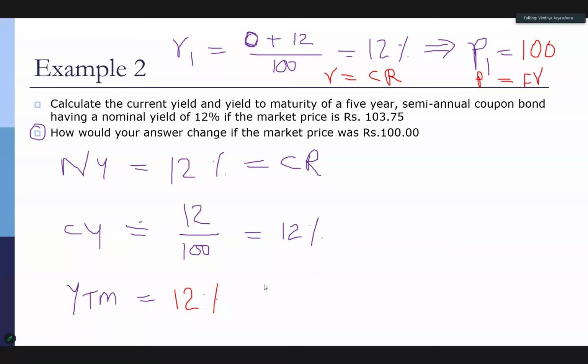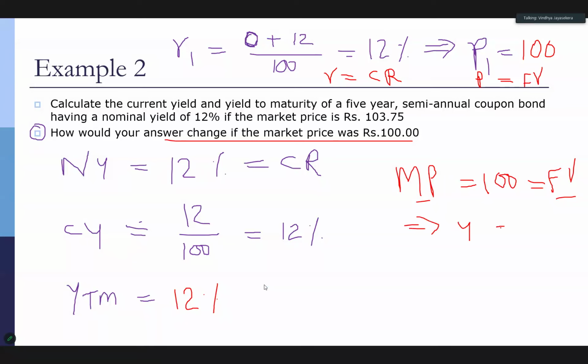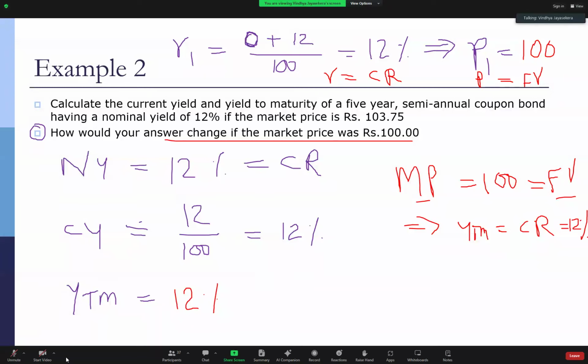Or the same thing, you can think of a different way. We know market price is 100. 100 is equal to face value. So that should imply to you that market price is equal to face value, which implies that yield is equal to your coupon rate of 12%. You can do it either way. Without calculations, you can come up with the price. Any questions here?